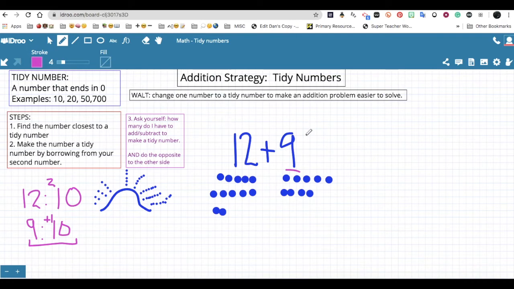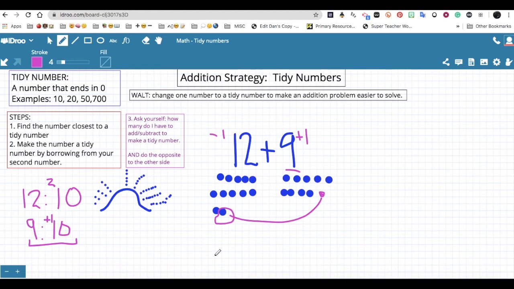Okay, so to make this number a tidy number, I'm going to have to be adding just 1. If I'm adding 1 on this side, what am I doing on this side? I have to take away 1, because what I'm doing is I'm just making the problem easier to solve by moving 1 counter or 1 whatever on one side to the other to make our tidy number. We're still doing 12 plus 9, but I've just made it a bit easier to solve by changing my numbers around a little bit.